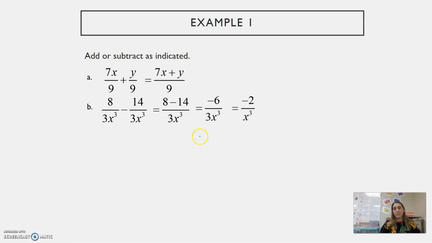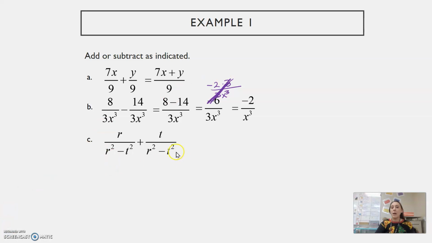Again, if you need to see it visually, we could factor this. We would have negative 2 times 3 over 3x cubed. This would be our big 1, and that's how we're left with negative 2 over x cubed. All right, this one's a little bit more difficult, so I'd like you to take about 30 seconds and write this example in your notes.